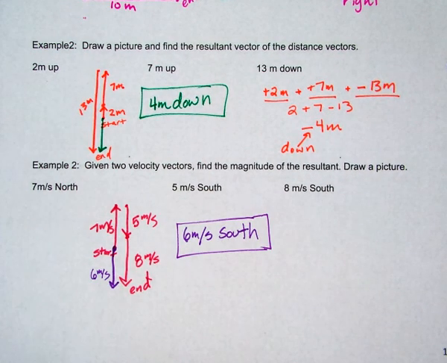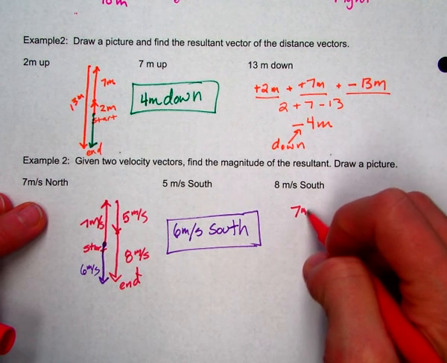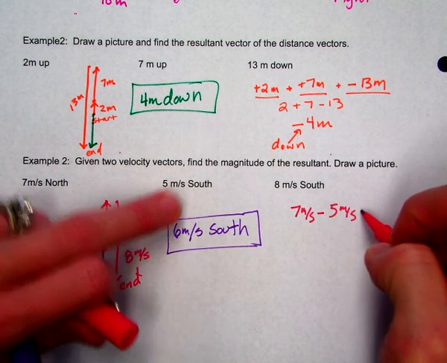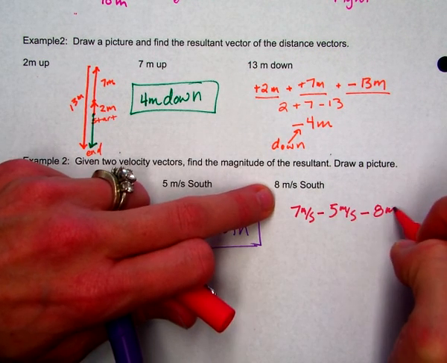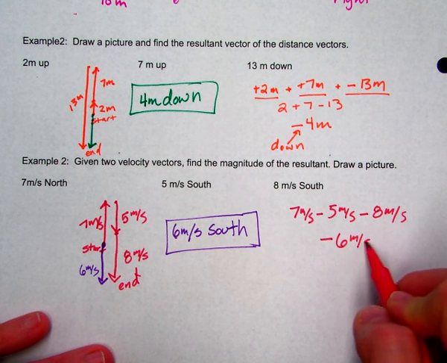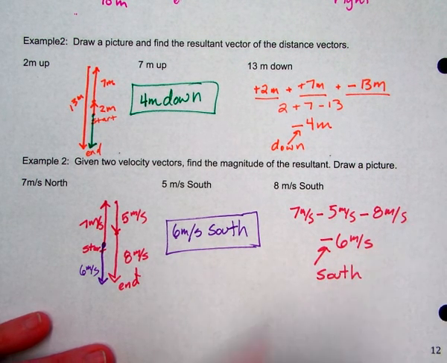But again, much easier just to say, oh, all right, that's a positive 7 meters per second minus 5 meters per second minus 8 meters per second. So then you would get negative 6 meters per second, and the negative tells you that we must be moving in the southward direction.